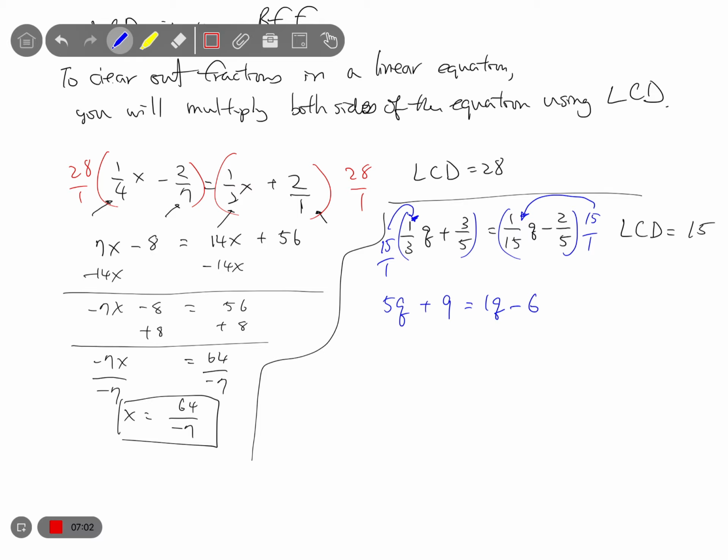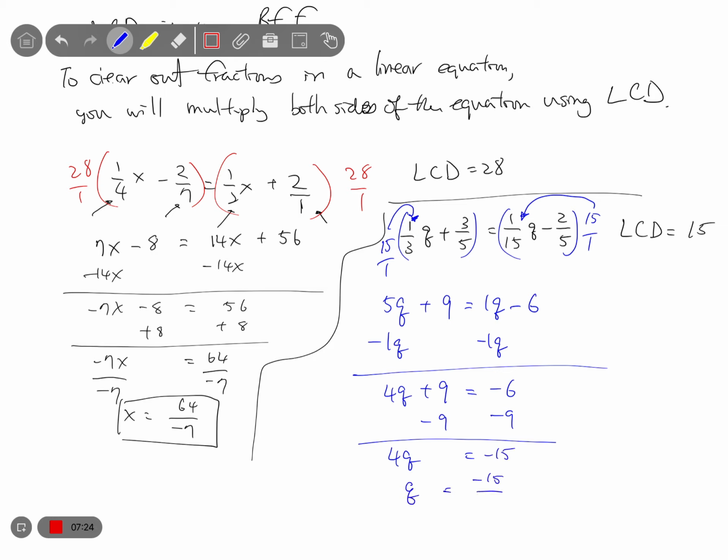All right, to finish the problem, I'm going to move all the q's to the left-hand side. So I'm going to minus 1q on both sides. So I have 4q plus 9 equal negative 6. And then I'm going to minus 9 on both sides. So I have 4q equal negative 15. So q equal negative 15 divided by 4. Okay.